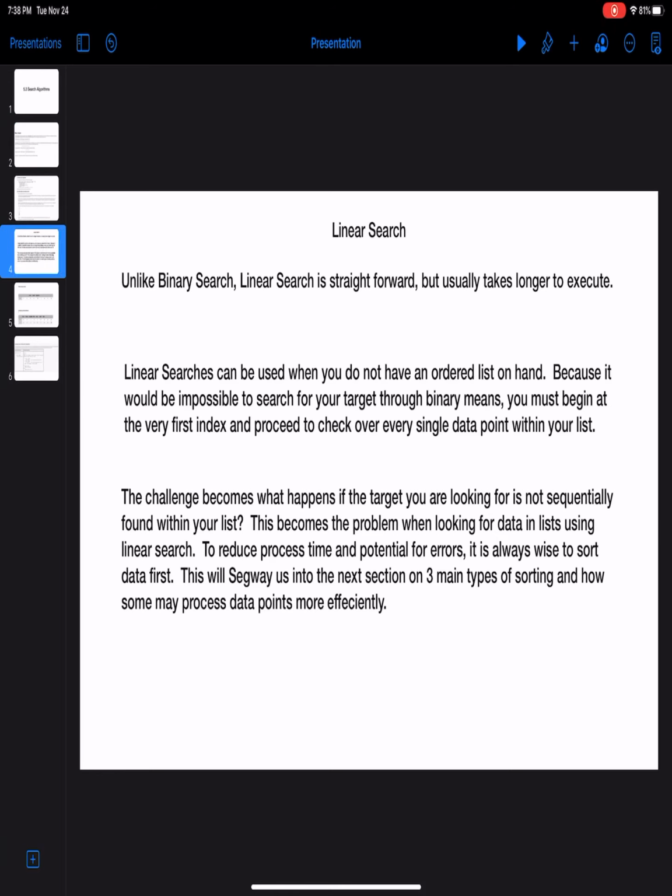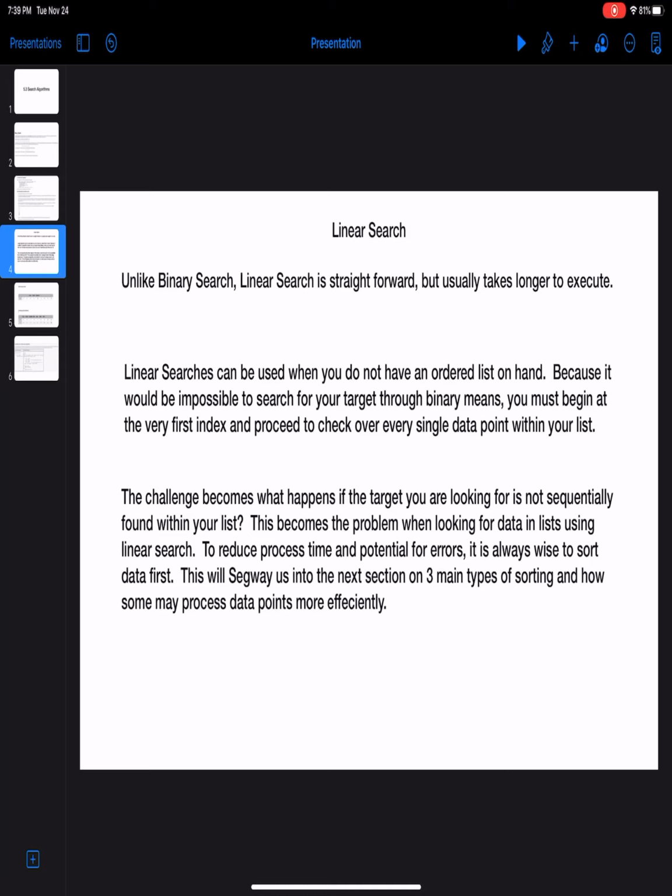Unlike binary search, linear search is straightforward. The word linear means straight line. What we're doing with linear search is starting with the very first item in our list and going through every single bit of data until we find the item we're searching for. That's good because it's very thorough, which means we are definitely going to find the number. It's bad because you go through every single data point, which could mean hundreds of bits of data as opposed to just 7 in a binary search. So linear search is not as efficient as binary search.